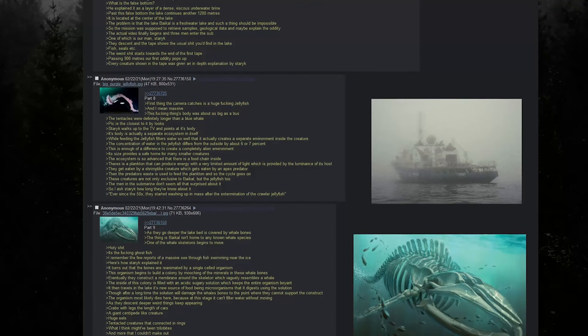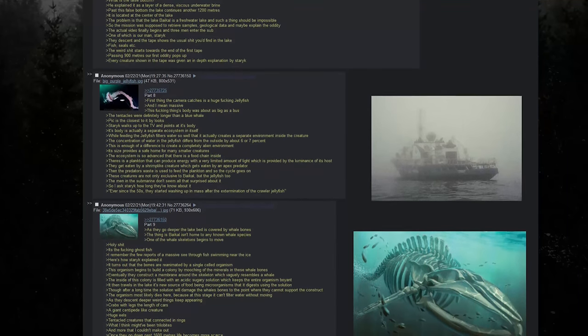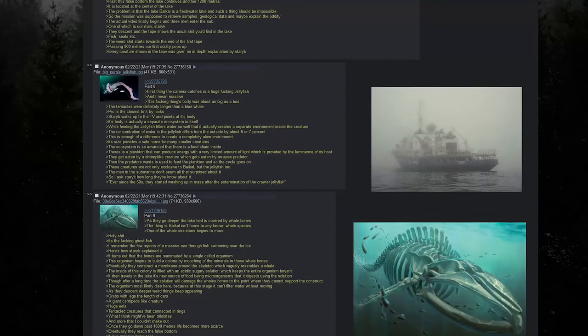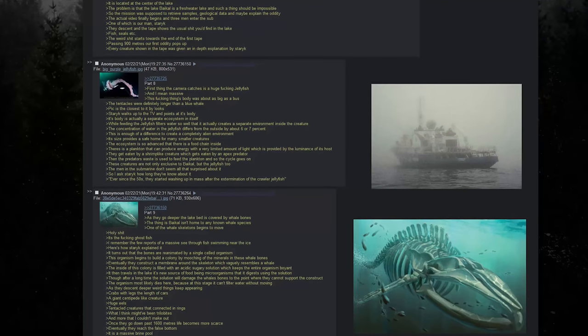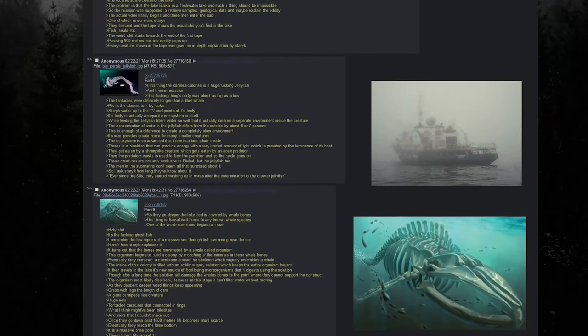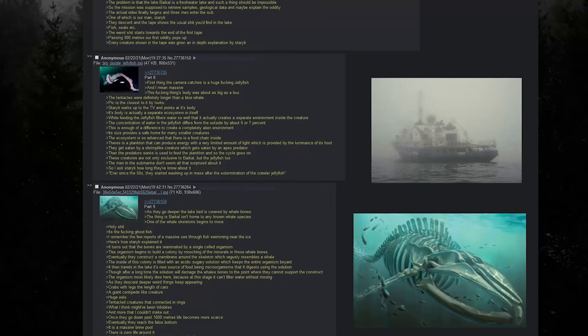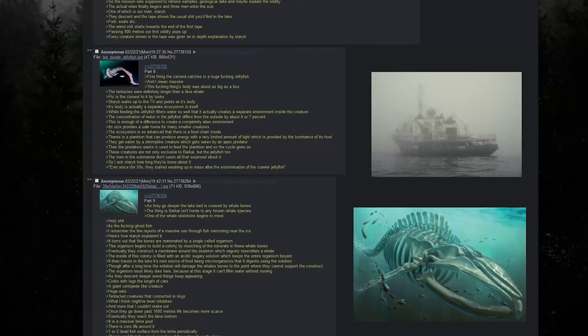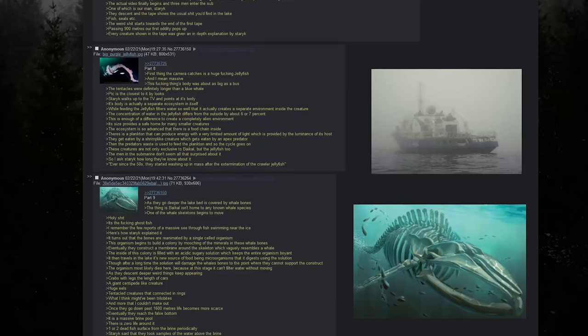The ecosystem is so advanced that there is a food chain inside. There is a plankton that can produce energy with a very limited amount of light, which is provided by the luminance of its host. They get eaten by a shrimp-like creature, which gets eaten by an apex predator. Then the predator's waste is used to feed the plankton, and so the cycle goes on.